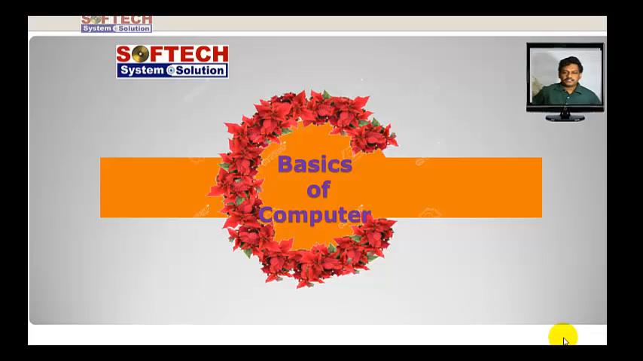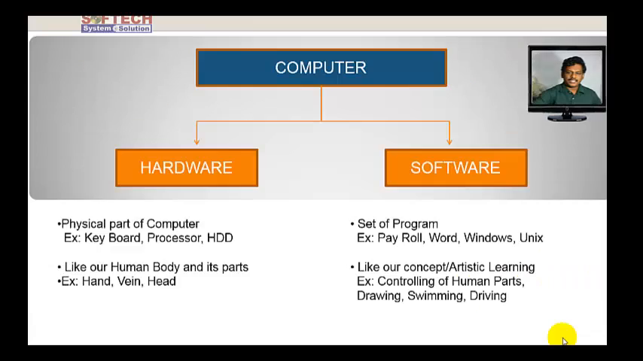In this session, we learn about the basics of computer. The computer is majorly classified into two divisions. One is hardware, the second one is software. Hardware is a physical part of the computer, like keyboard, mouse, monitor. These are all the hardware of computer.